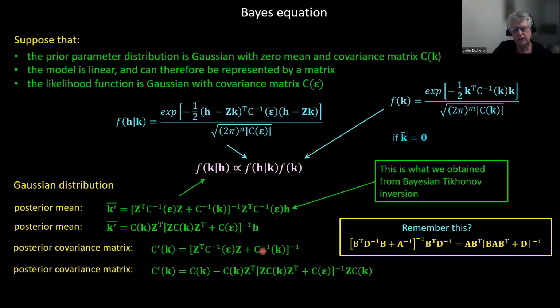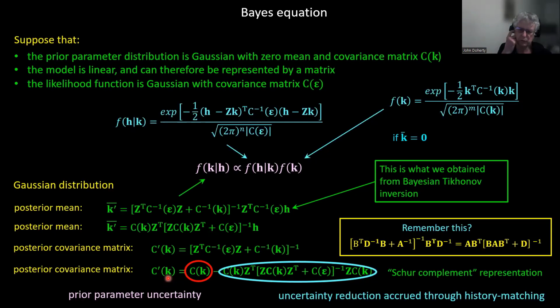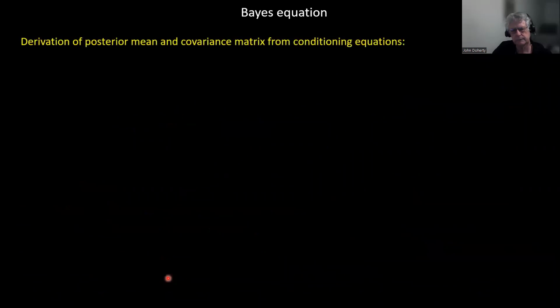In these two cases, it's number of parameters by number of parameters. In these two cases, it's number of observations by number of observations. This is a particularly nice way to express the posterior covariance matrix of the parameters. There's the prior uncertainty, and that is how much the prior uncertainty is reduced through history matching. This is called the Schur complement representation of the posterior covariance matrix. Okay, so far so good.